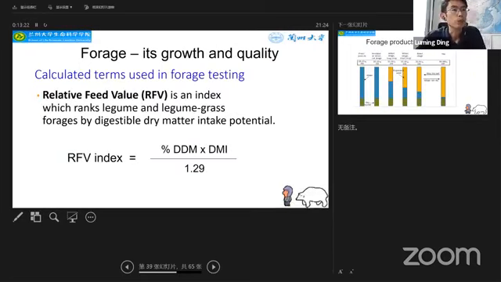Relative feed value is an index which ranks legume and legume-grass forages by digestible dry matter intake potential. So the RFV index can be calculated from digestible dry matter and dry matter intake.